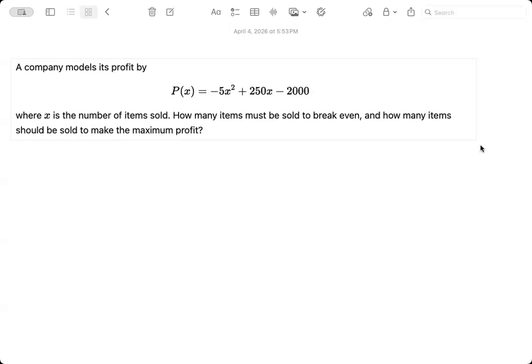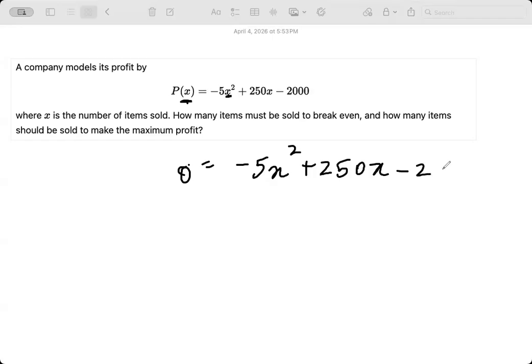Not really. Where are you not getting? In the first step. Like, X is the number of items sold. This is your profit. Profit is dependent on the number of items sold. They're asking how many items must be sold to break even. If you want to break even, what should be your profit? 0. Equate 0 to minus 5x square plus 250x minus 2000.